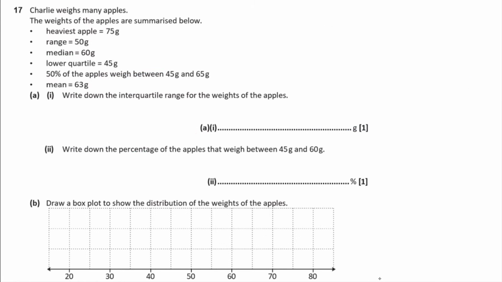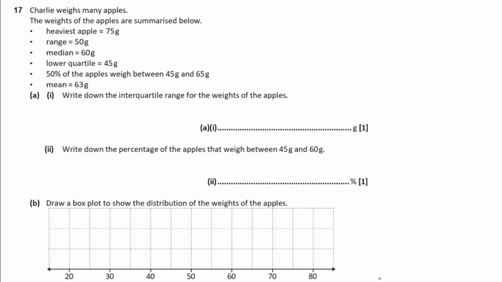Question 17. Charlie weighs many apples. The weights of the apples are summarized below. The heaviest apple was 75 grams, the range was 50 grams, the median was 60 grams, the lower quartile was 45 grams. 50% of the apples weigh between 45 and 65, the mean was 63 grams. Write down the interquartile range for the weights of the apples.